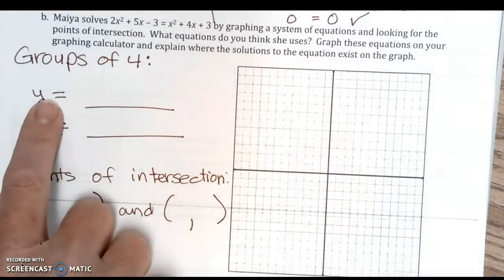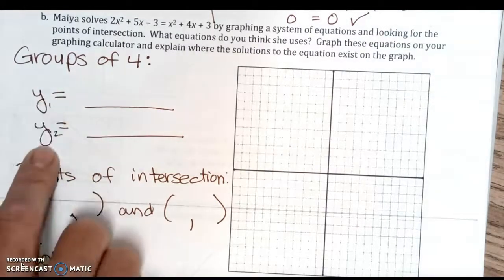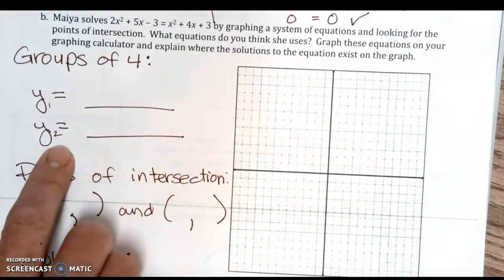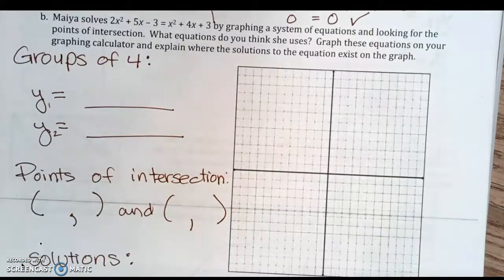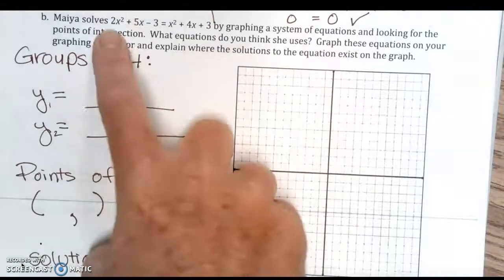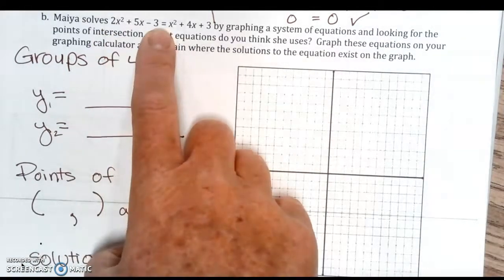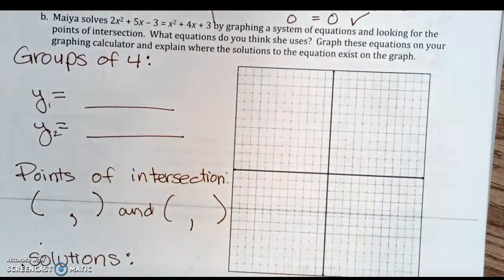Well, they're both going to be y equals something. And the 1 and the 2 just mean the first line and the second line. You need 2 of them typed into Desmos. The first one should be your left-hand side of the equation, the 2x squared plus 5x minus 3.